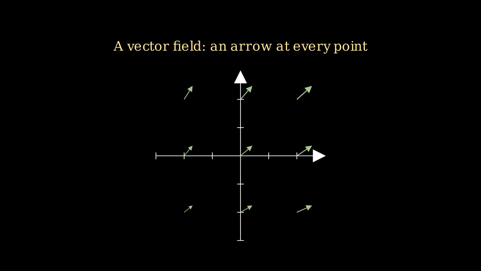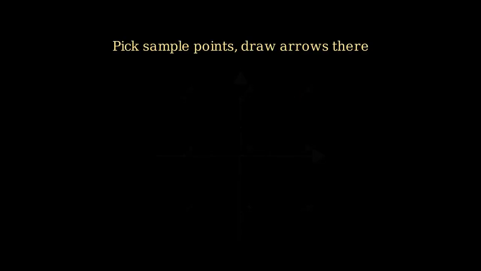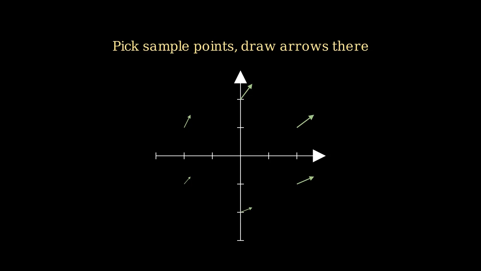That's a vector field. So a scalar field gives you a number at each point. A vector field gives you an arrow at each point. Physical examples of vector fields include wind speed and direction or the pull of a magnet. To sketch one, pick several sample points and at each one draw an arrow. The direction comes from the field's formula and the length shows how strong it is there.